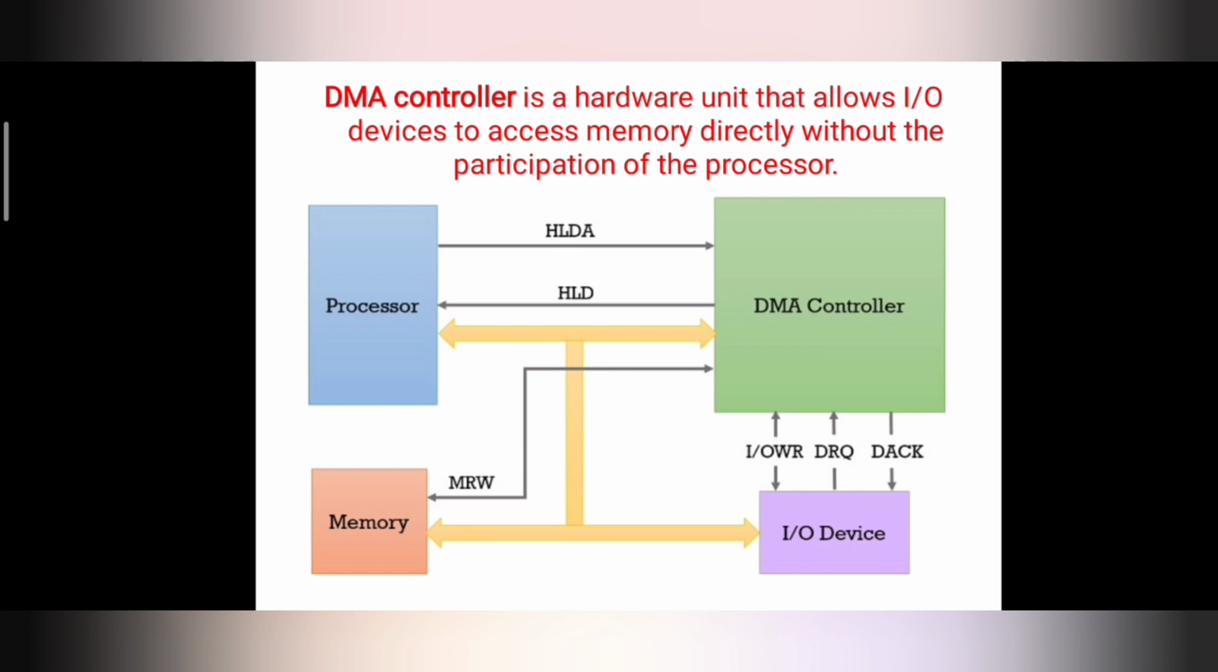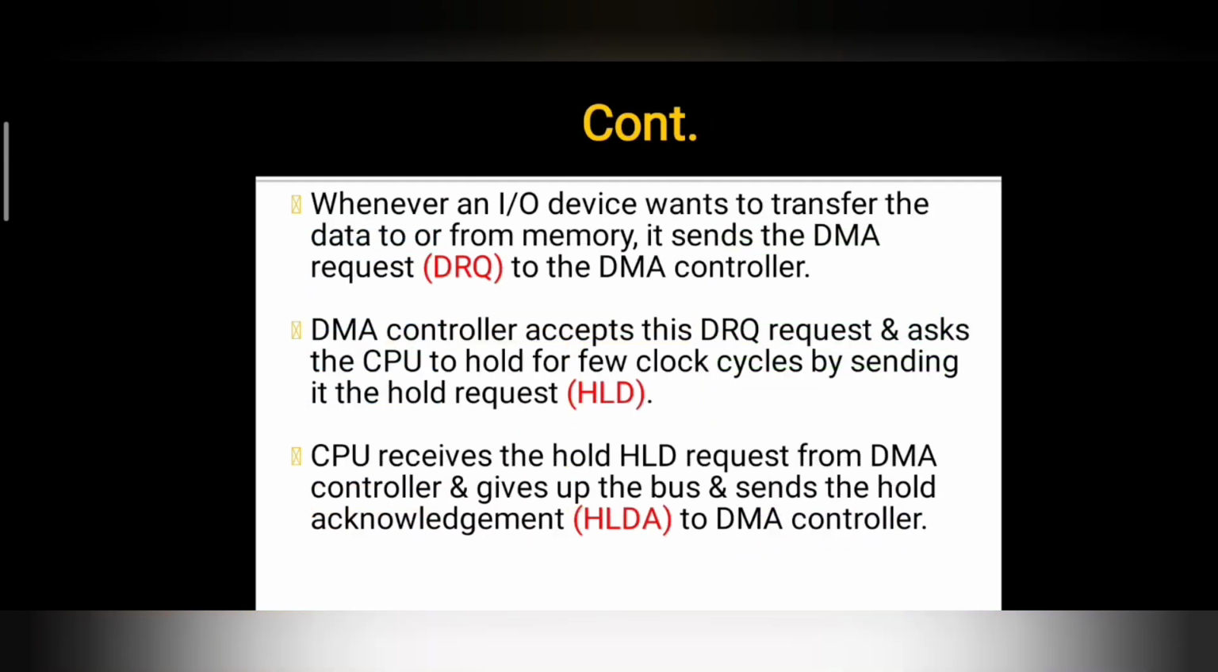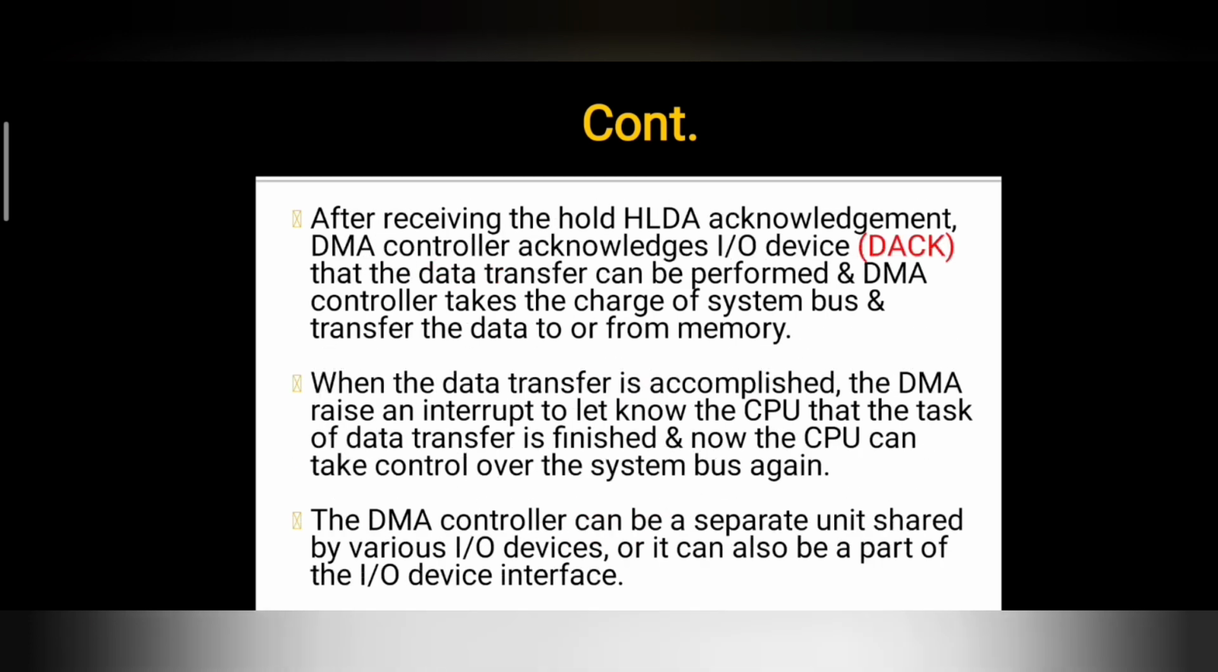Fine. Now here this DMA controller can either be a separate unit shared by various IO devices, or it can also be made a part of the IO device interface. All right. So I hope the entire process is clear to you, and as you have seen, the processor is not directly participating in the data transfer. The DMA controller comes in between, and it is taking a key role in transferring the data between the IO device and memory directly. So this is what I have discussed in detail.